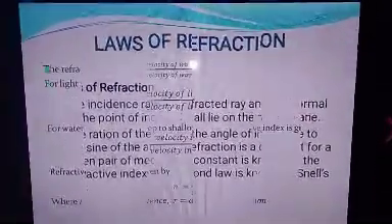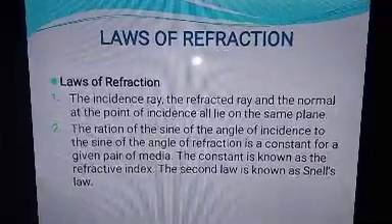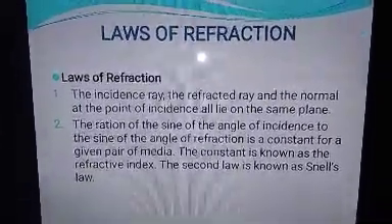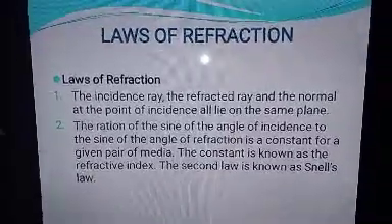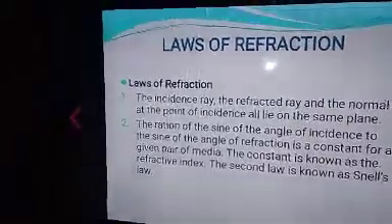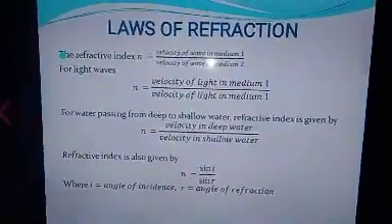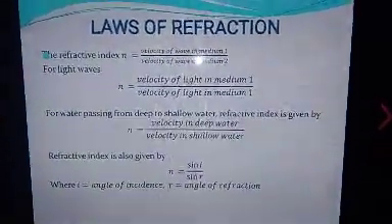Now, going back to the laws of refraction, the second law says the ratio of the sine of the angle of incidence to that of the angle of refraction is equal to a constant, and that constant is what we call the refractive index. And the refractive index by equation is given by refractive index n is equal to velocity of wave in medium 1 over velocity of wave in medium 2.